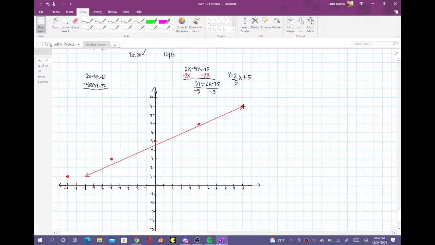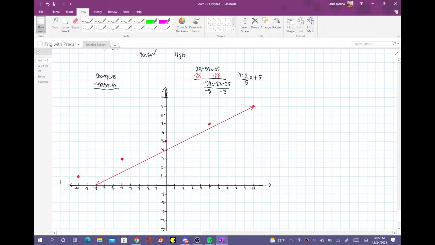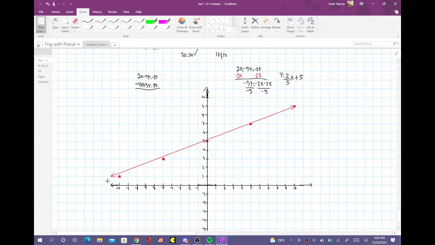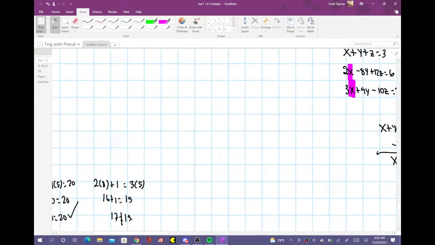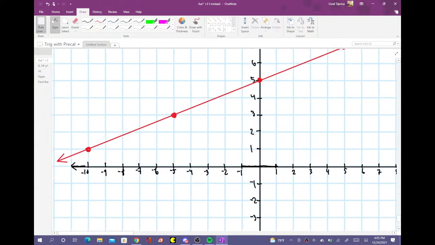It's really, really hard to do it. Let me actually. So like this. This is the function y equals 2/5 x plus 5. So that's one of them, right?